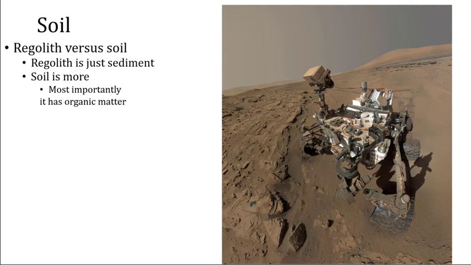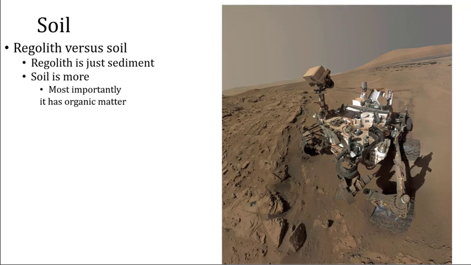Regolith is just dirt, or just little ground up bits of rock. What it's not is soil. People are a little bit careless about this all the time, where they'll say the Martian soil, or the lunar soil when they're talking about the moon. I always cringe a little bit, because that's not soil. It's regolith, right? It's just ground up rock.